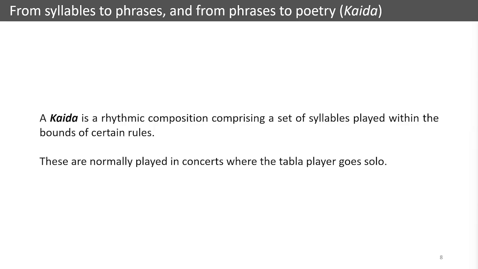So from syllables to phrases, and from phrases to poetry. And this is the idea of a kaida. A kaida is a rhythmic composition comprising a set of syllables played within certain rules. These kaidas are normally played when tabla players are going solo, in a concert. The tabla is seen as an accompaniment to the string instrument or to a vocalist.